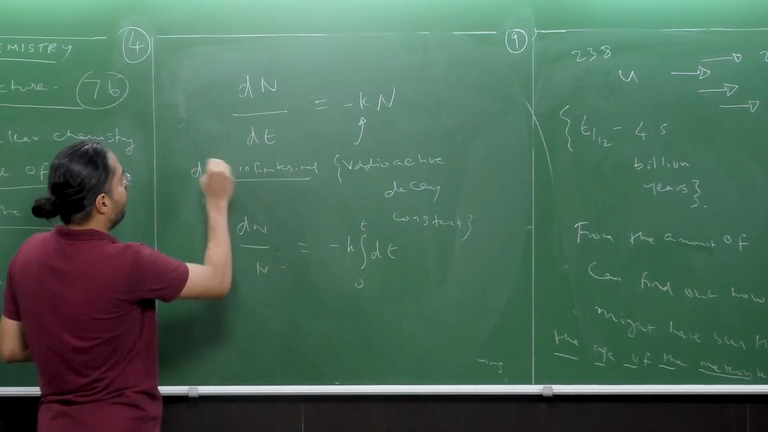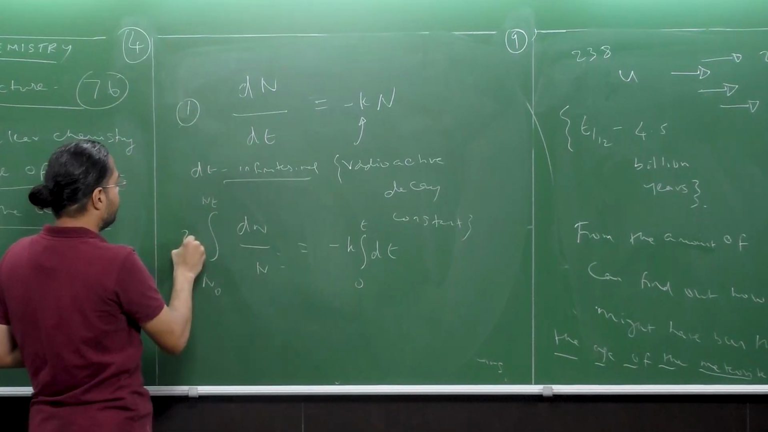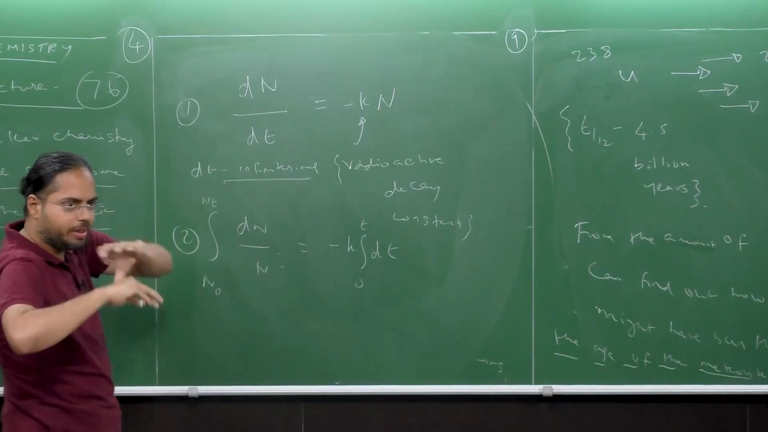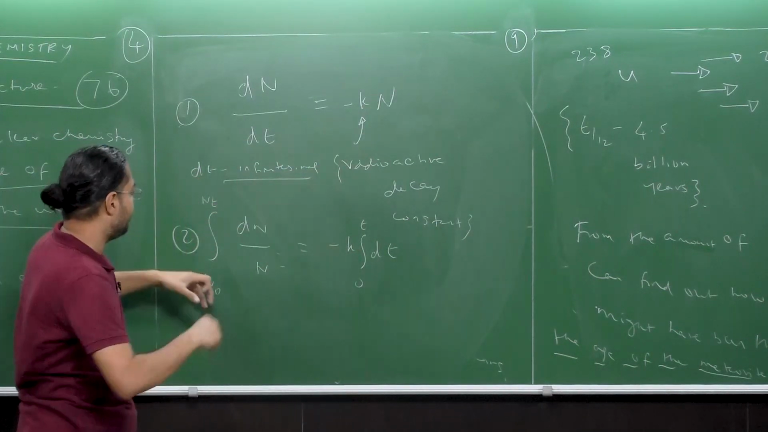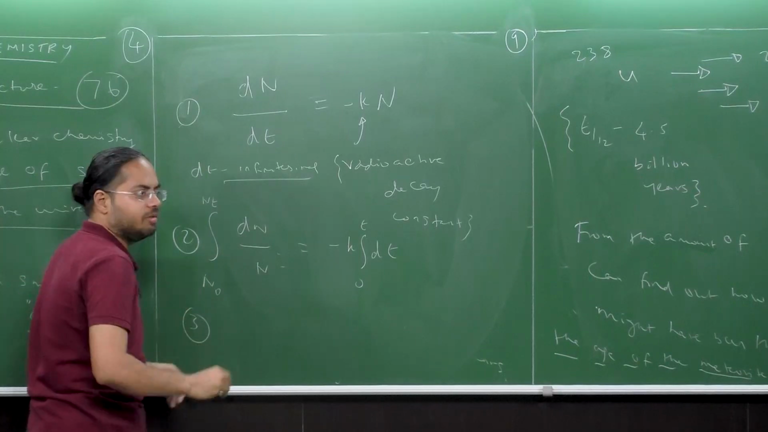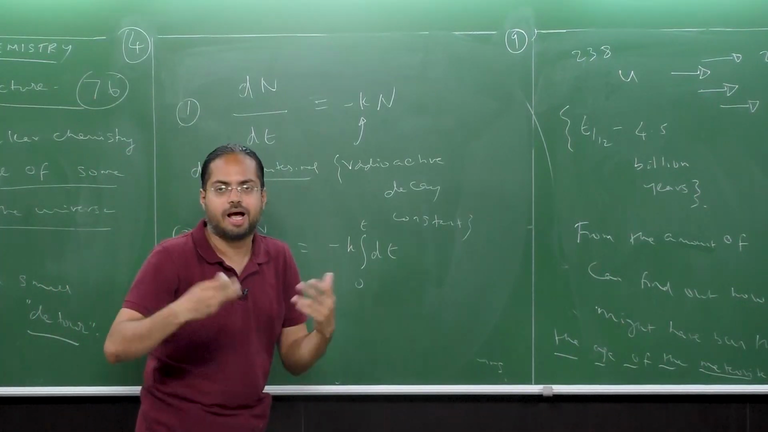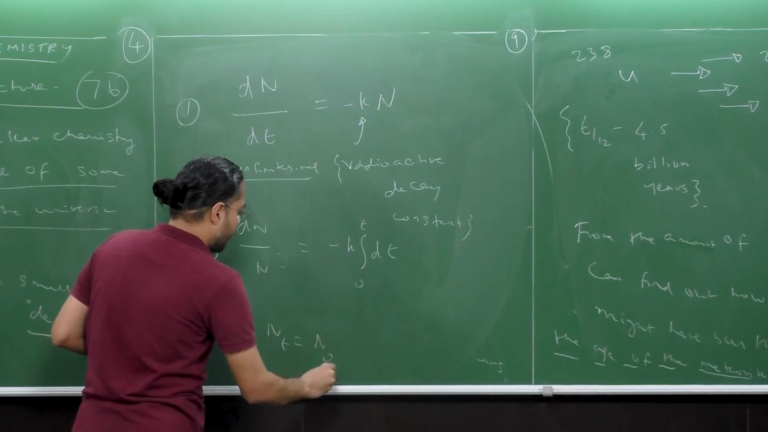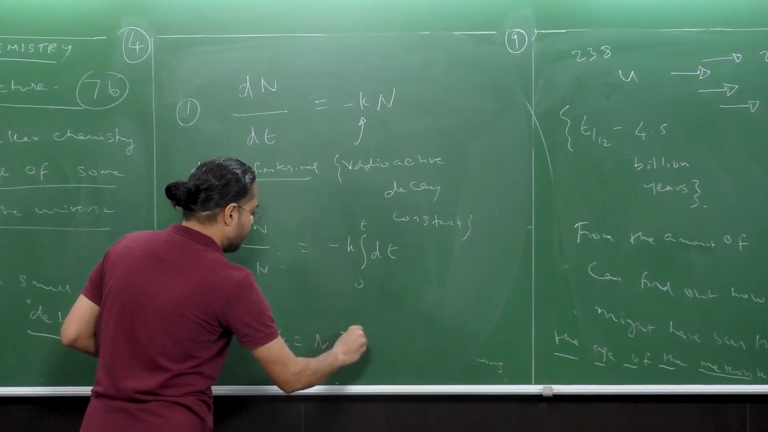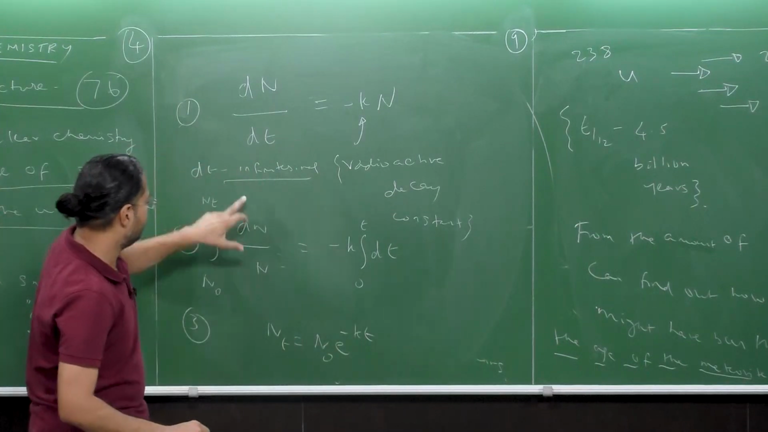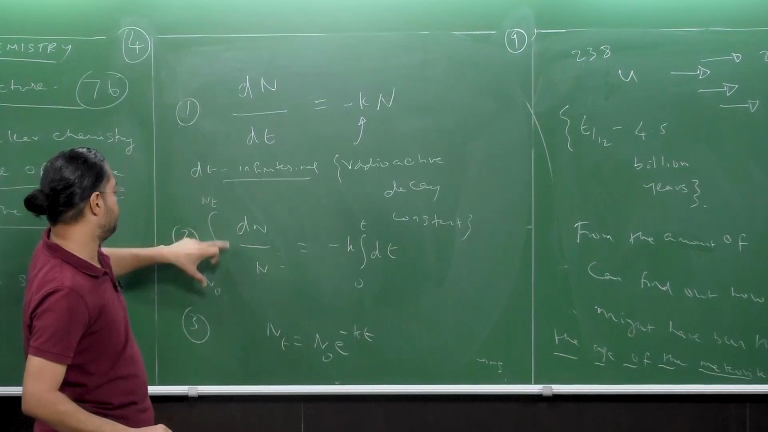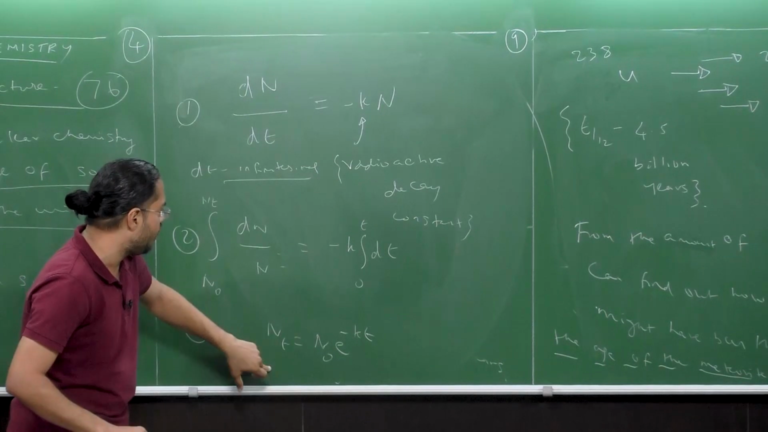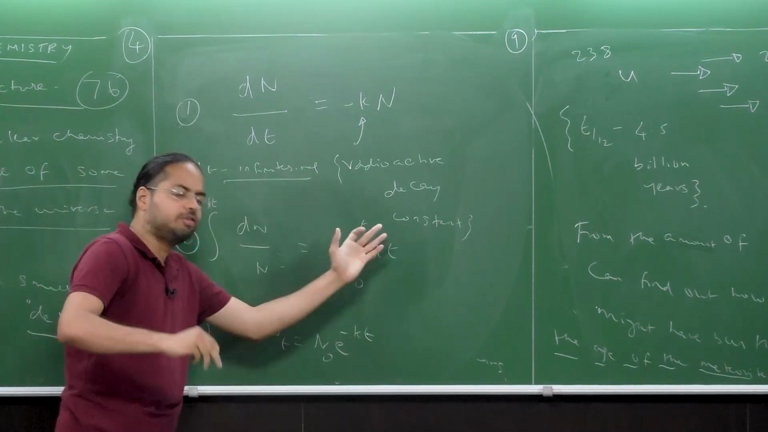So this is the infinitesimal process. And once we integrate, assuming it's a continuous process, this implies that I get my N at any point as N naught times e to the power minus kt. This is going to be ln N. So ln of Nt by N naught is going to be minus kt. So I just exponentiate it.